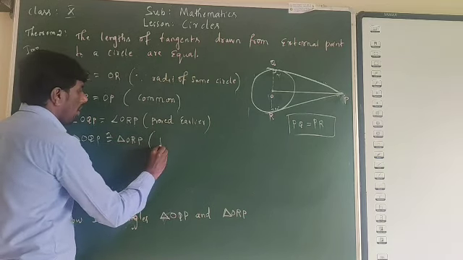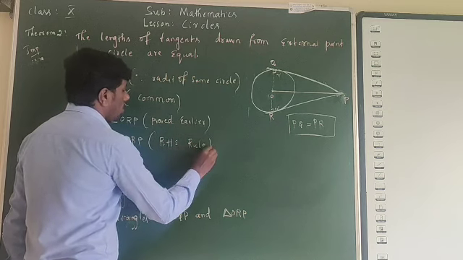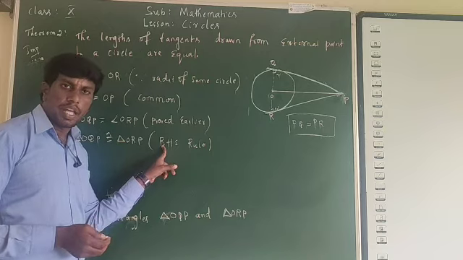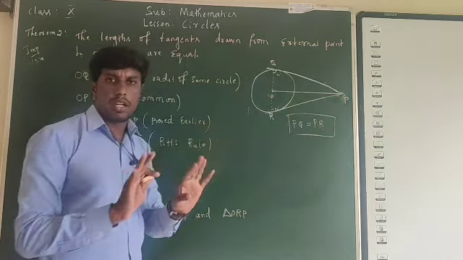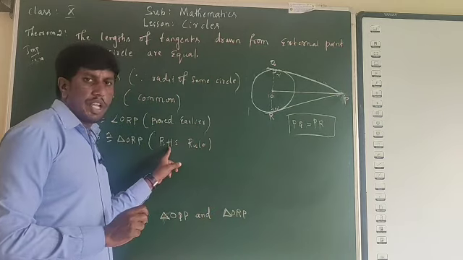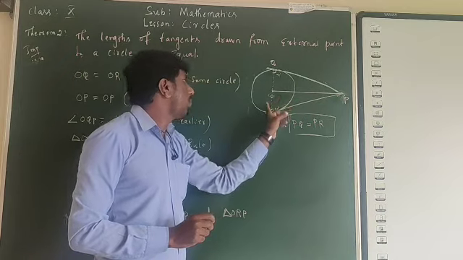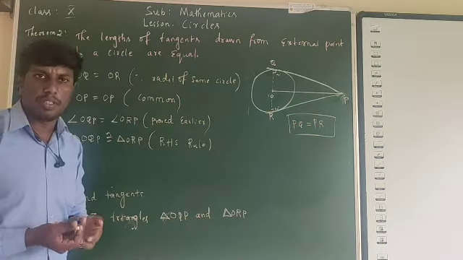From the RHS rule. What does the RHS rule say? Both should be right angle triangles. Of course, OQP and ORP are right angle triangles. Clear. The hypotenuse side must be equal. What is the hypotenuse side? OP. OP is the hypotenuse side for both the triangles. OP is equal to OP because it is common.